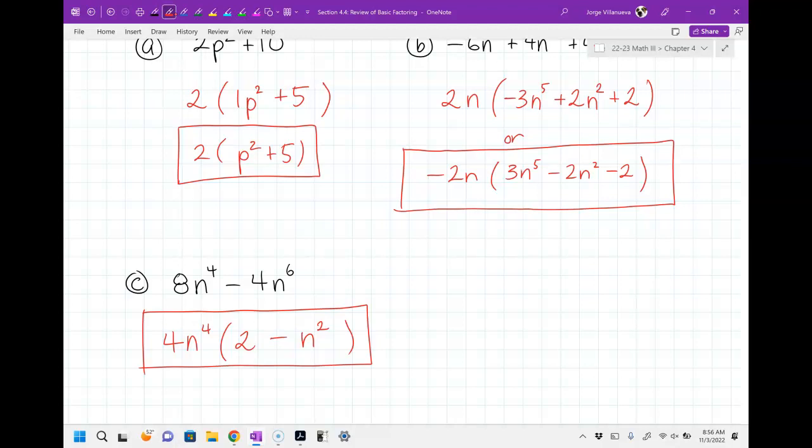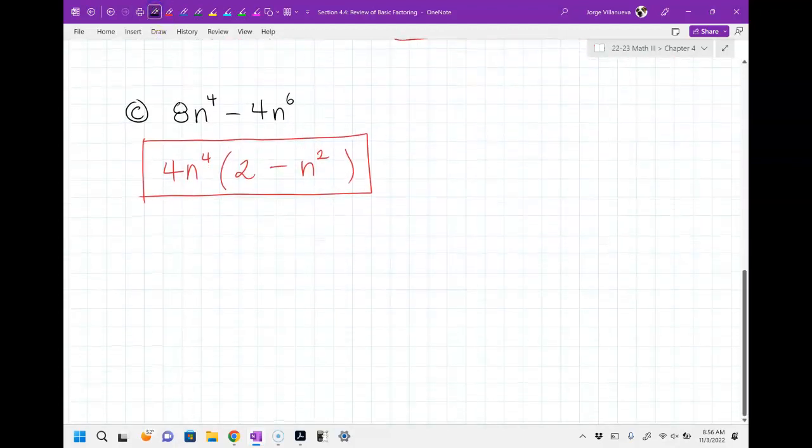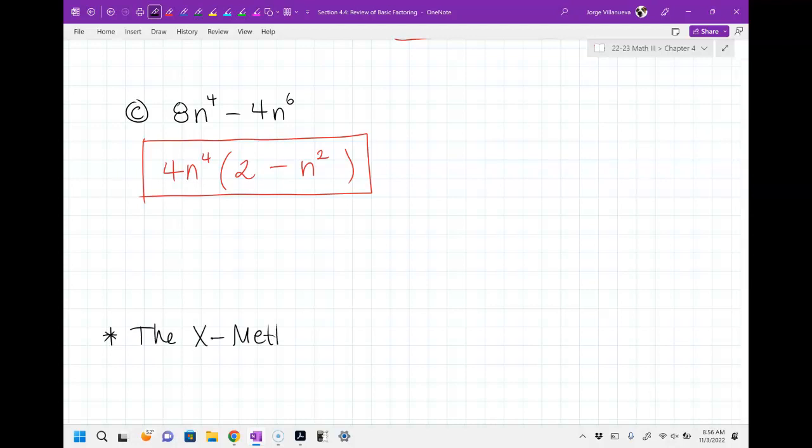So this is what we would call basic factoring. Okay, GCF is as easy as we can make it. After that, they require techniques. Okay, so we're going to move into one of those techniques, which is the X method, or box method for some. So here we go. I'm going to put this right here. The X method.